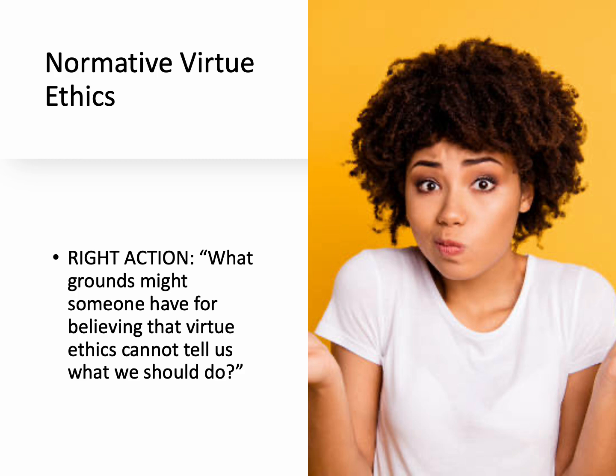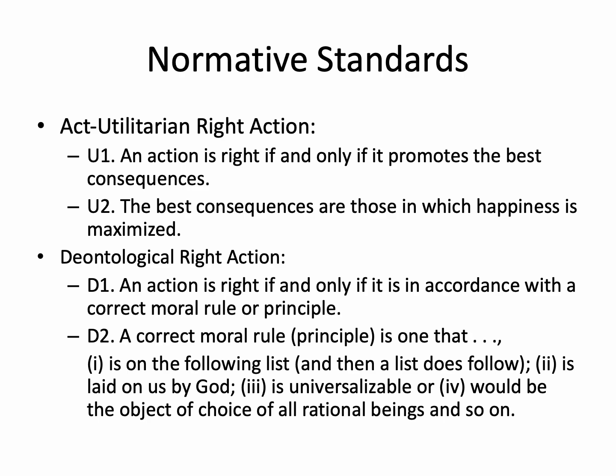Right action. What grounds might someone have for believing that virtue ethics cannot tell us what we should do? She begins with that basic question posed in terms of that objection. And then she discusses some different accounts of right conduct from some of the theories that we've been looking at this semester. So we've looked at act utilitarianism, and it says that an action is right if and only if it promotes the best consequences. The best consequences are those in which happiness is maximized.